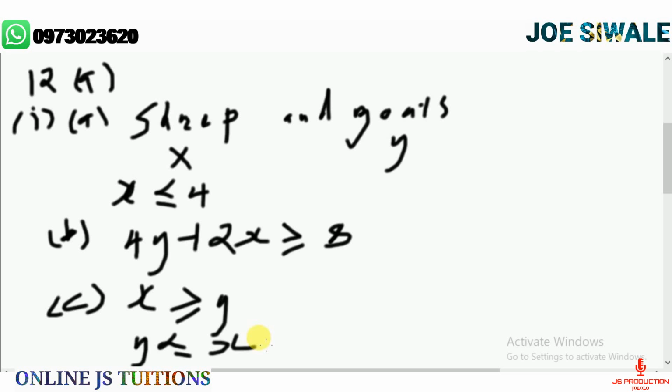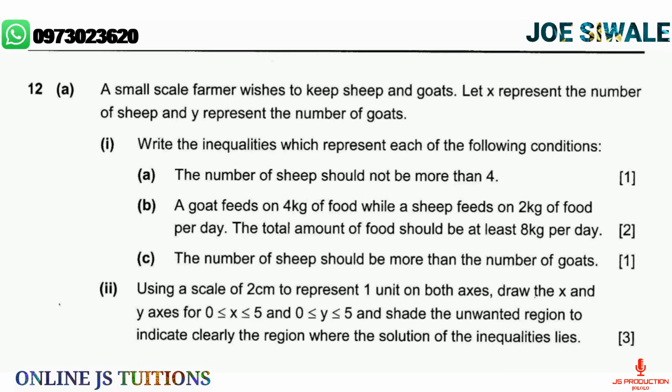Let us look at Roman numeral 2. Roman numeral 2 reads, using a scale of 2 cm to represent 1 unit on both axes, draw the x and y axes for which x is greater than or equal to 0 but less than or equal to 5, and y is greater than or equal to 0 but less than or equal to 5, and shade the unwanted region to indicate clearly the region where the solution of the inequalities lies. So we need to shade the unwanted region.